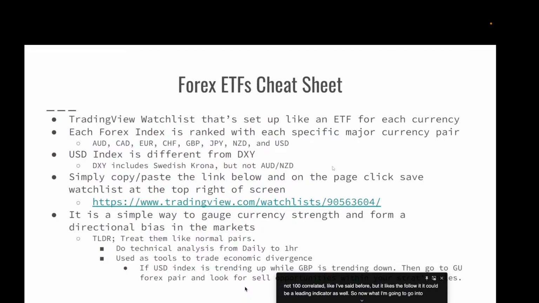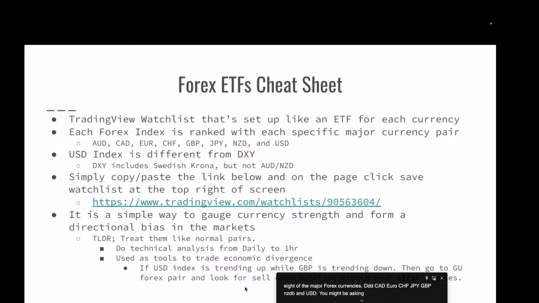Now what I'm going to go into is more on the Forex side of things. You can use this for indices, but it's more Forex related, I would say. It's something I found recently on YouTube and modified a little bit better. I like to call it Forex ETFs or Forex indices. I set up a watch list so you can compare currencies to each other. Each Forex index or ETF is ranked with each specific major currency pair. As you can see here at the bottom, you have all 8 of the major Forex currencies: AUD, CAD, Euro, CHF, JPY, GBP, NZD, and USD.